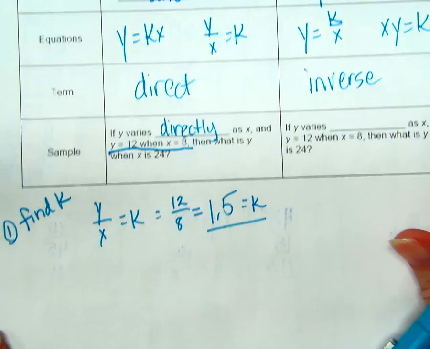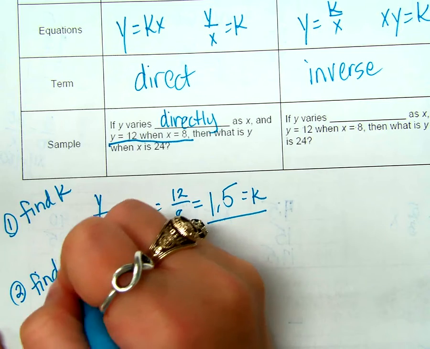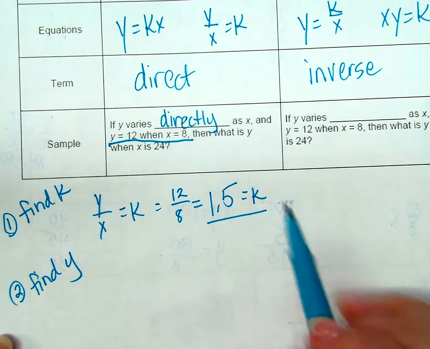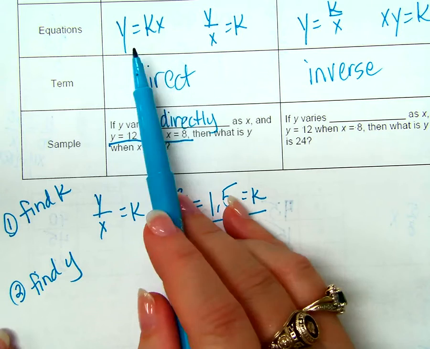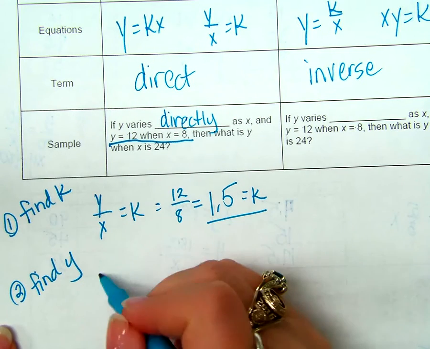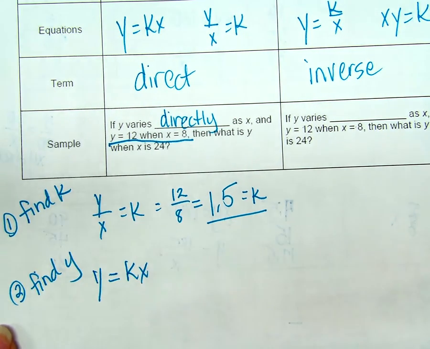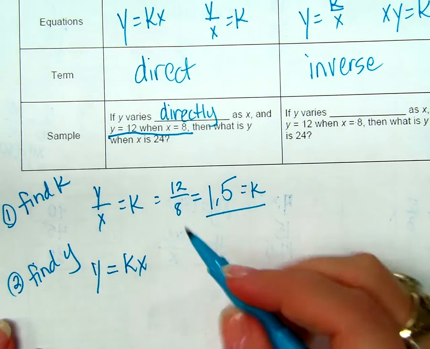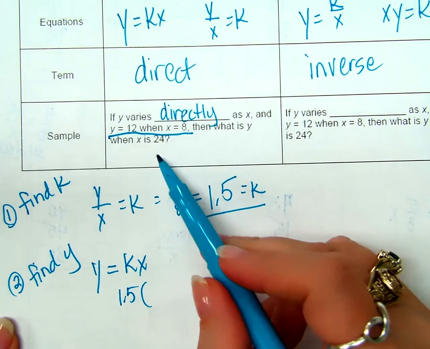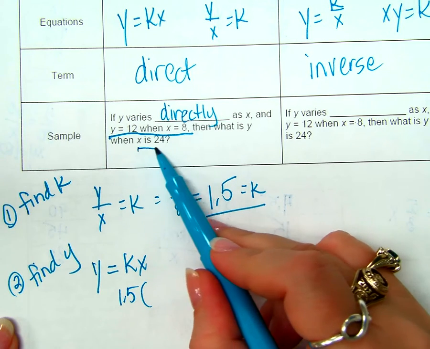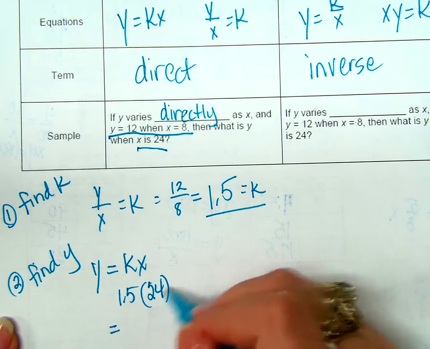Then, what do we have to find? We have to find what it asks us for. Now we can find y. Now that we know k, we can find y. And guess which equation we'll use this time? Y equals kx. Because we know k and we know x, don't we? K is 1.5. We just found that. X is what? X is 24. What's 1.5 times 24?